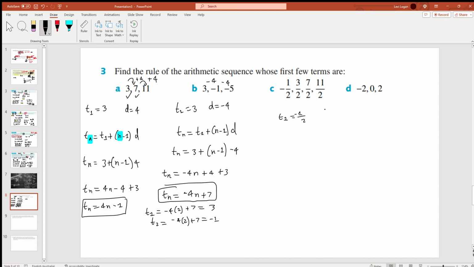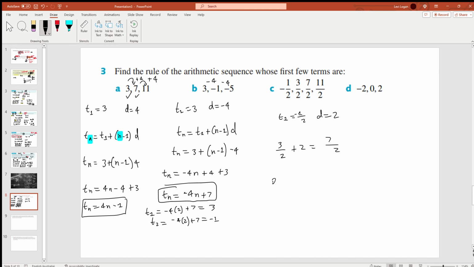No, 2 actually, sorry, because the difference here is 2. If you go negative a half plus 2, that's going to give you 1.5, which is 3 on 2. So it's increasing by positive 2, so your difference is 2. Took me a bit to work out just then. And you can check with the other terms as well. If you go 3 over 2 plus 2, that should give me 7 over 2.